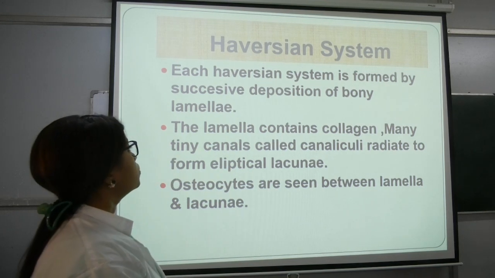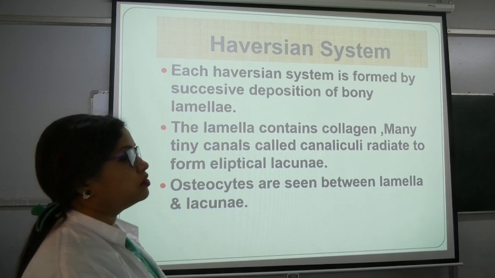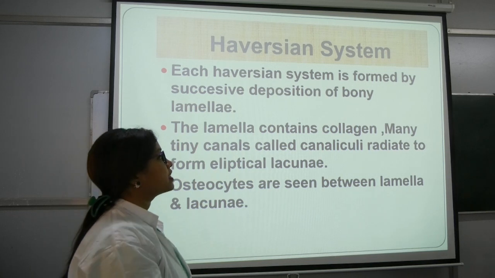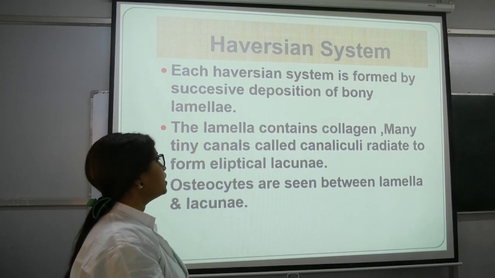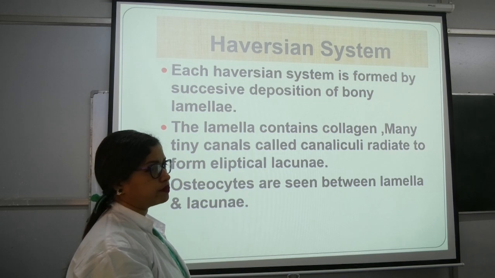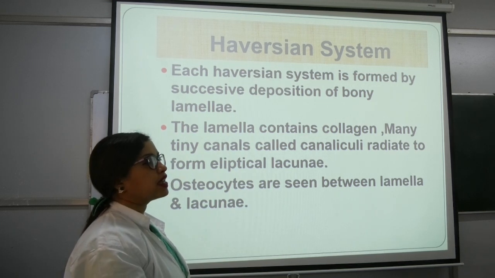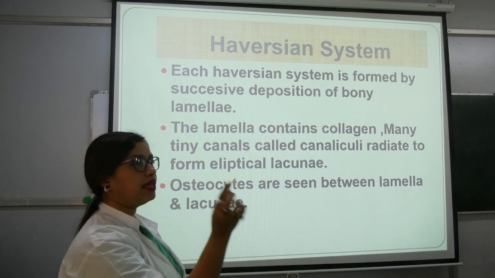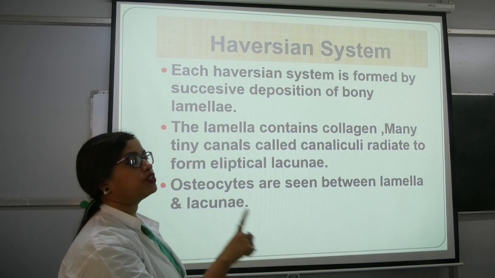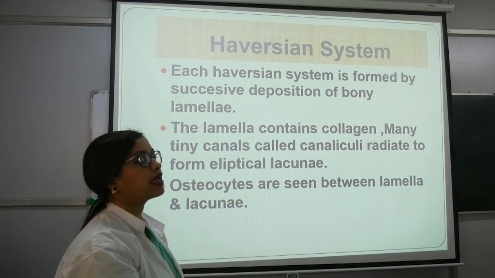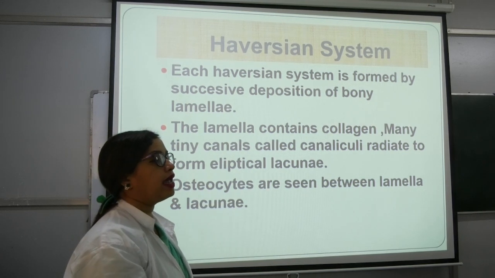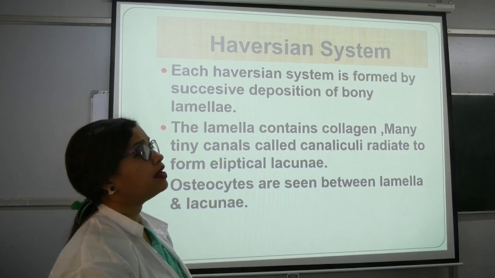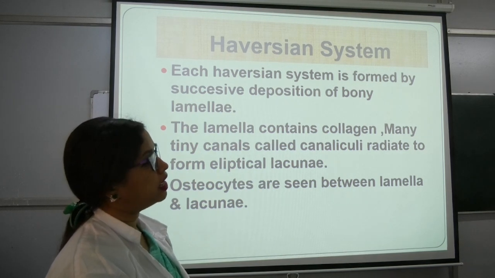So the lamina contains collagen and many tiny canals. These are known as canaliculi, which radiate to the elliptical lacunae. If you see the slide, you will see one canal and this kind of radiation. These radiations are known as the canaliculi. In the radiation you will get some small spots. These are nothing but the lacunae, the elliptical lacunae.